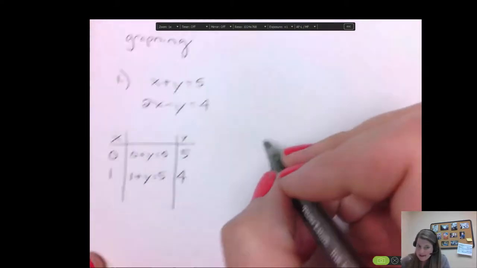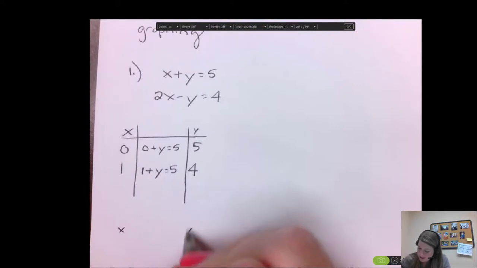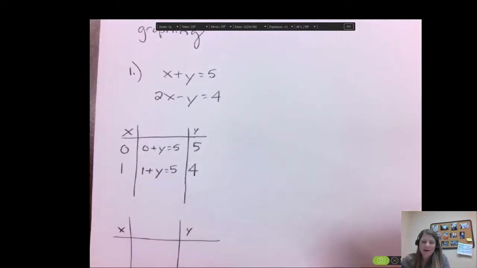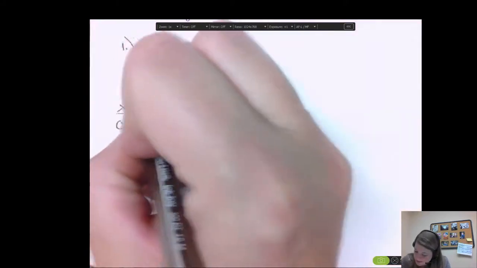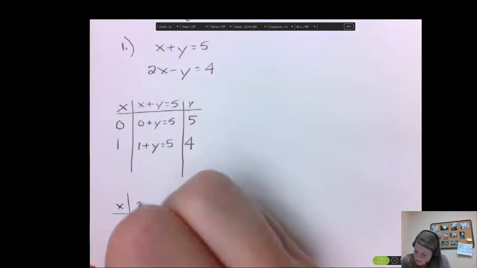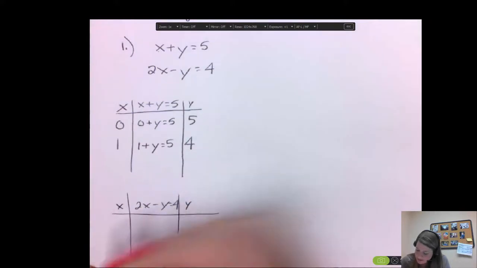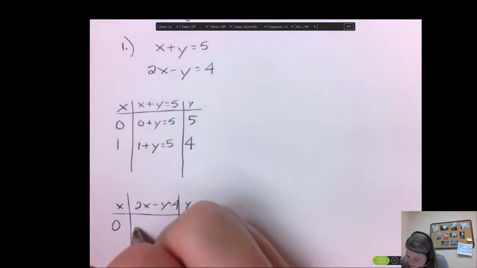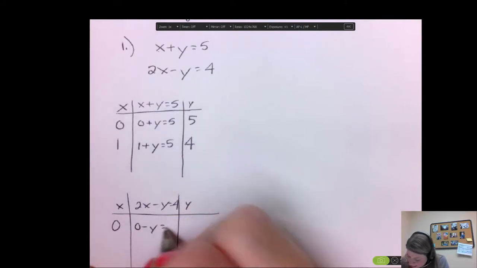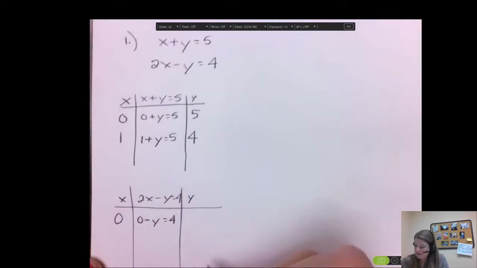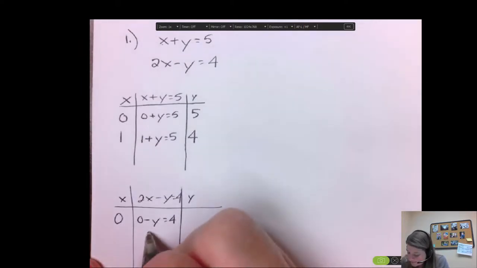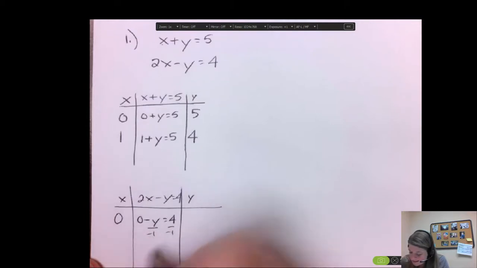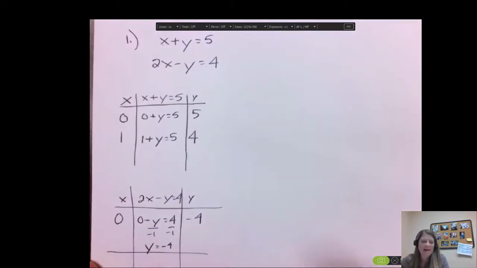So let's look at the other one, x, y, and this is just an H chart. I like it because then I can show you my work in the middle. So this one was x plus y equals 5, and this one's 2x minus y equals 4. So if I put in 0 for x, 0 times 2 is 0, so you'd have 0 minus y equals 4. Well, the 0 doesn't affect it, but you can't leave it negative y equals 4. So I would have to divide by negative 1 on both sides to give me y equals negative 4. So when I put in 0, I got out negative 4.